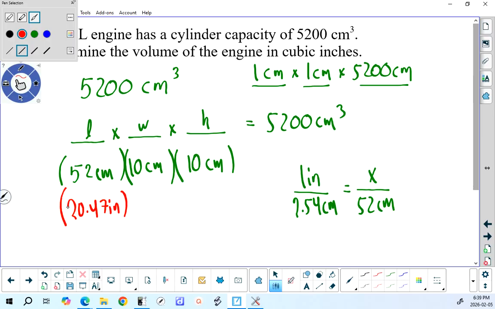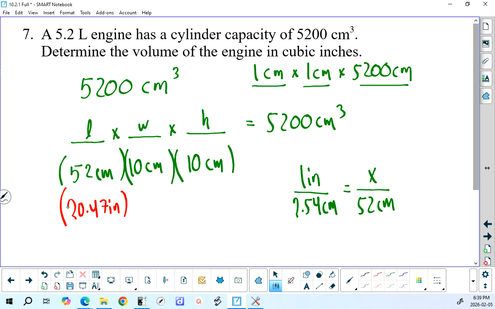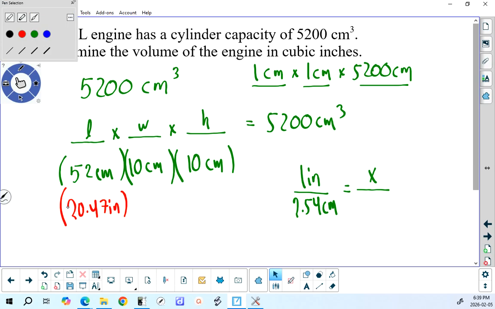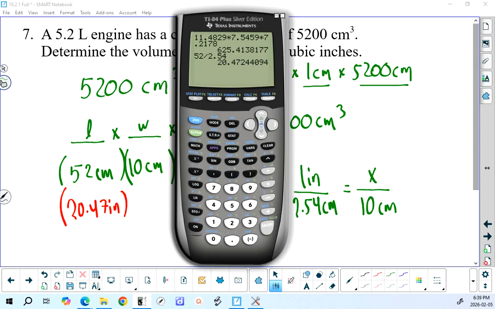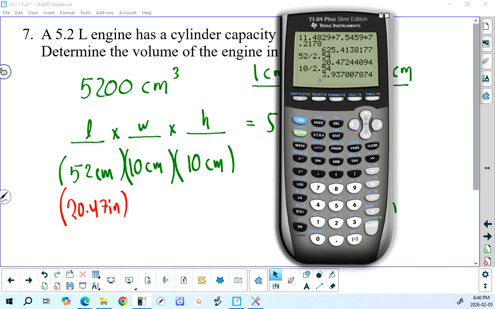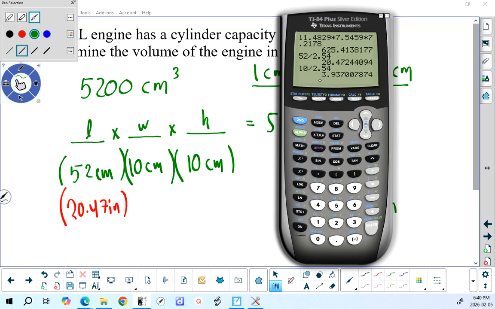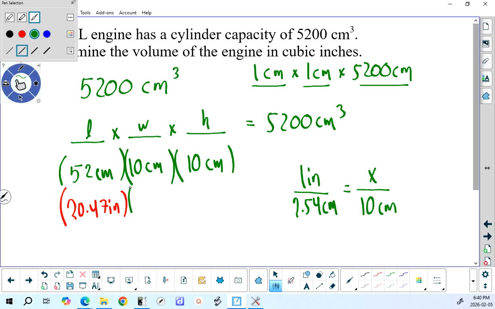Then we're going to go 10 and 10. All that means is in our ratio, it's not going to be 52, but it's going to be 10. And what that means is in my calculation, I'm going to take 10 divided by 2.54 and get 3.937. And we kind of lucked out a little bit because that's 3.937 for both.